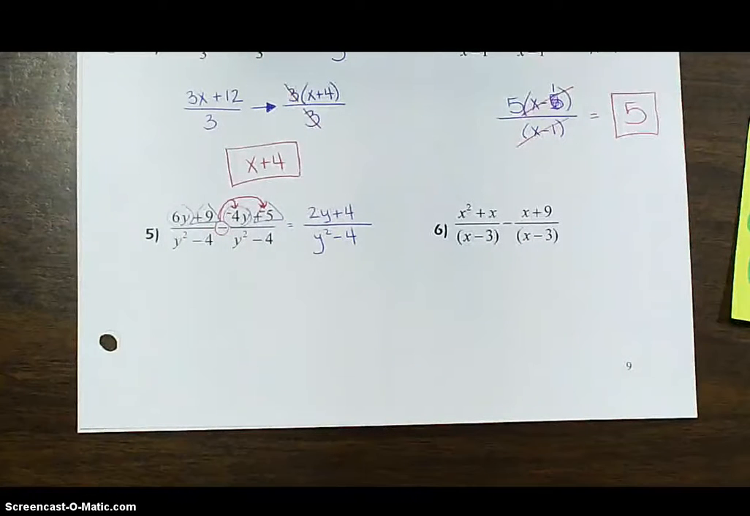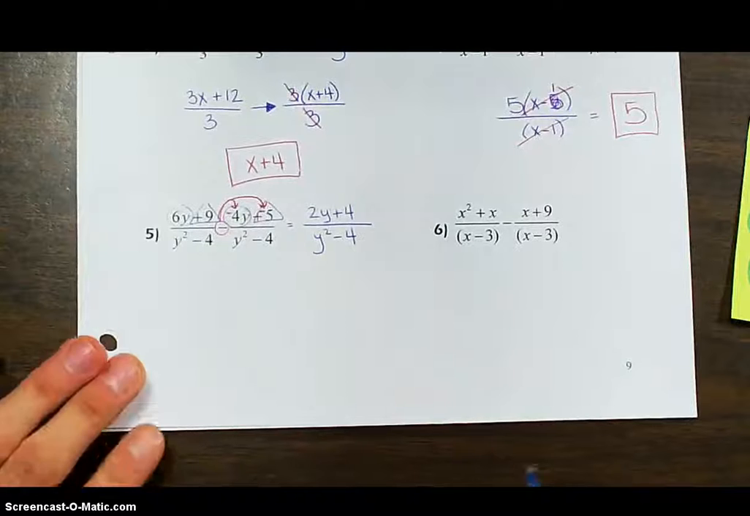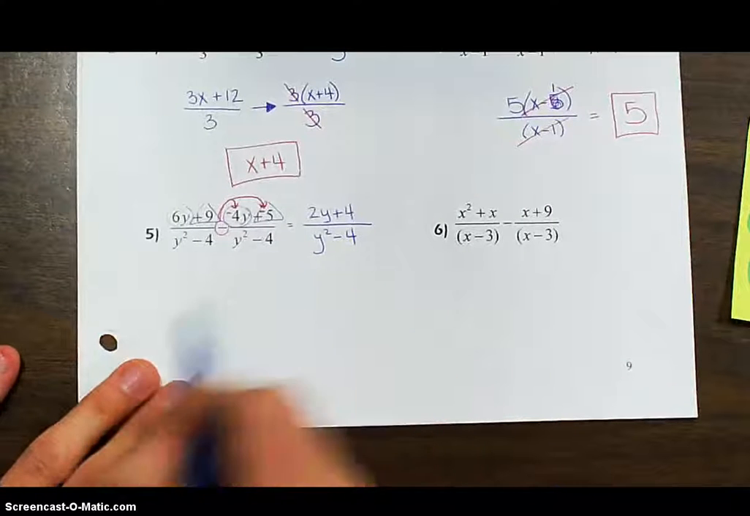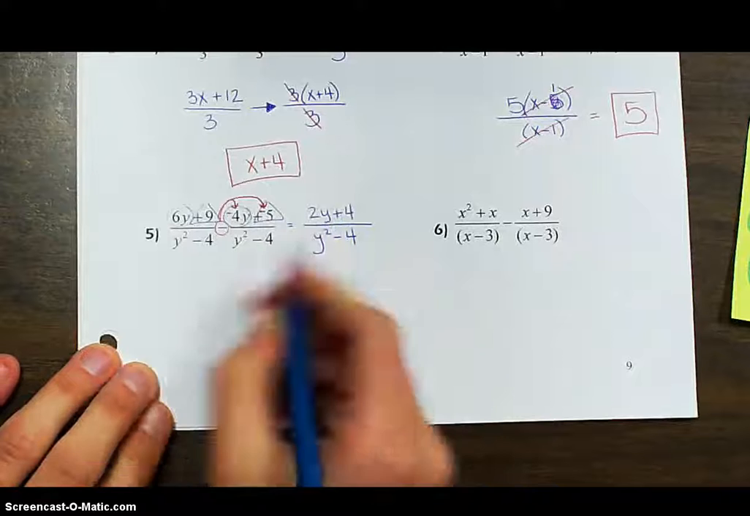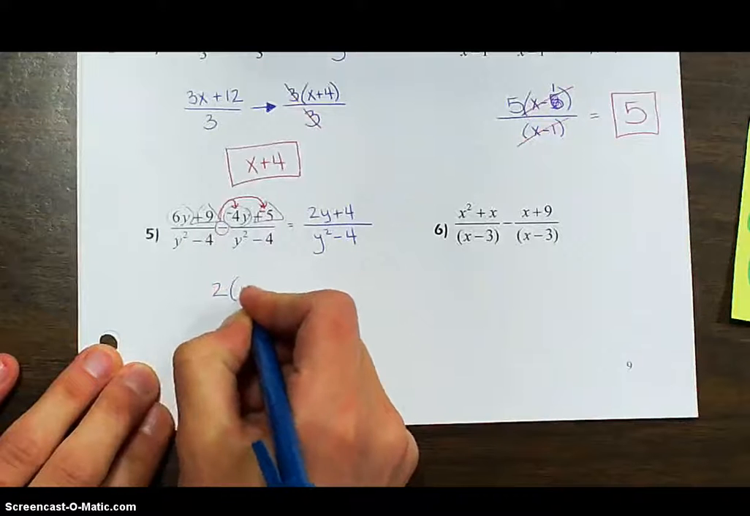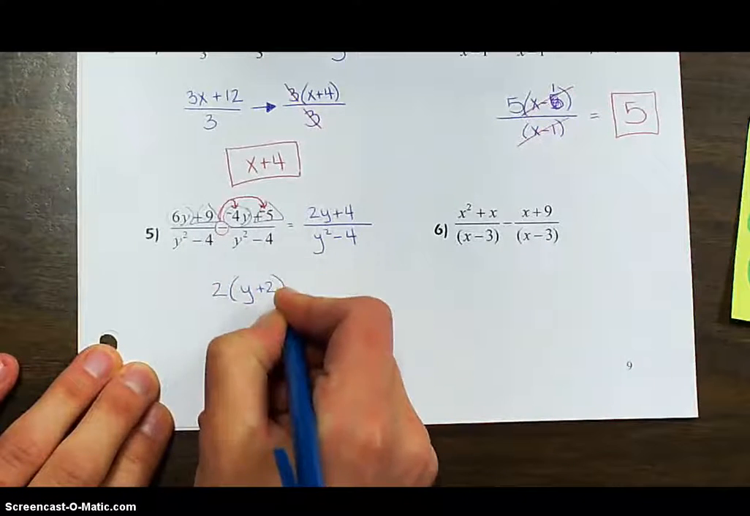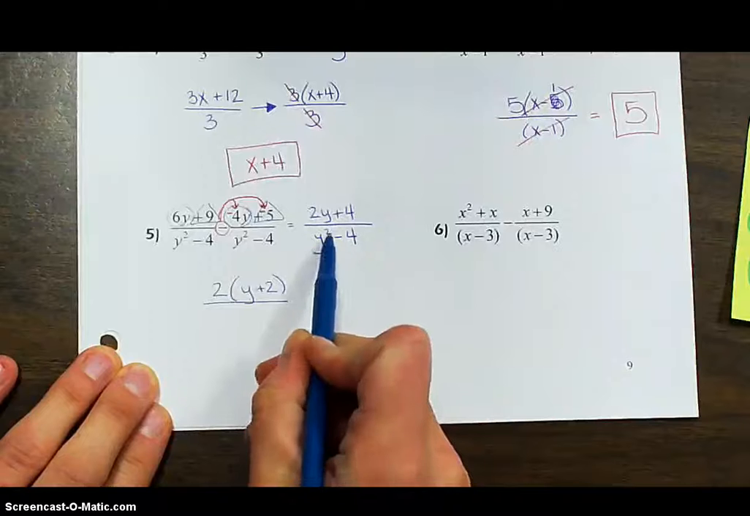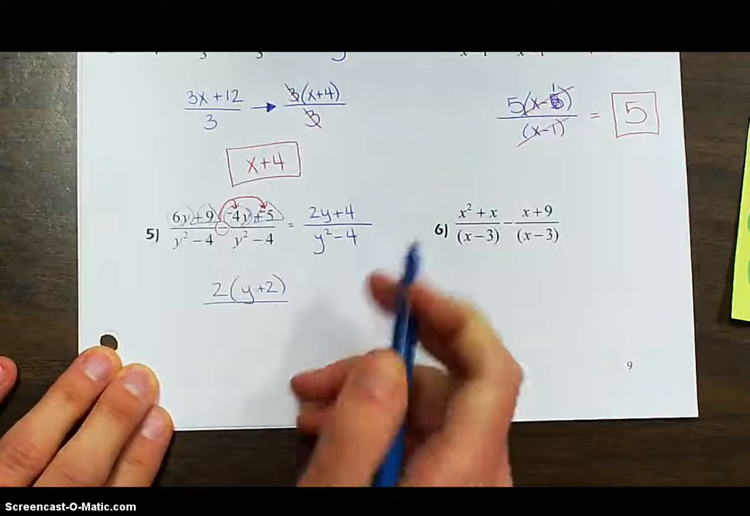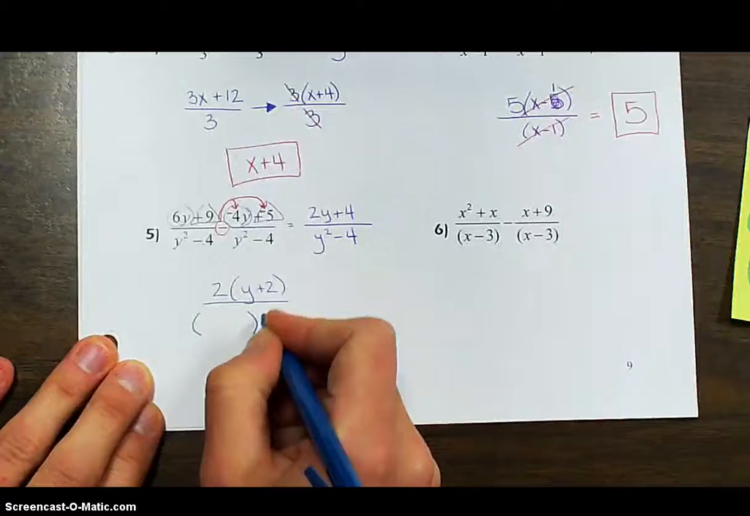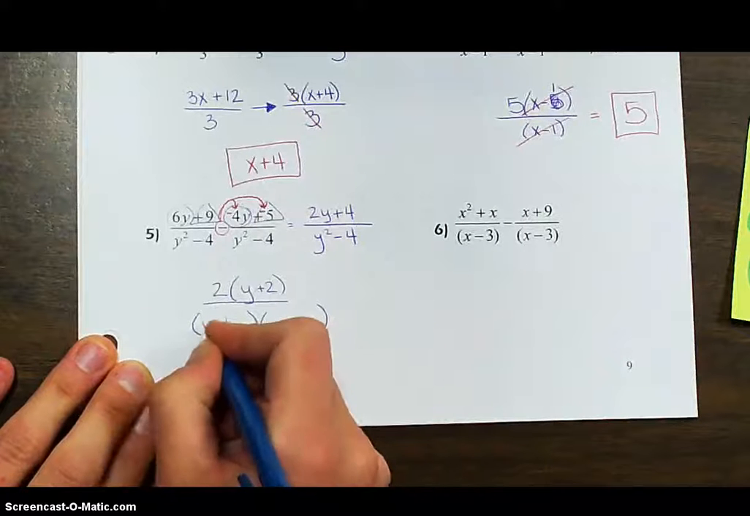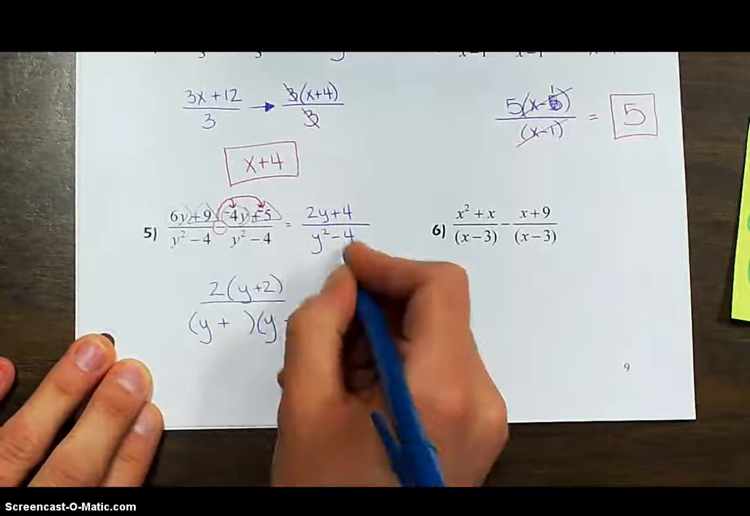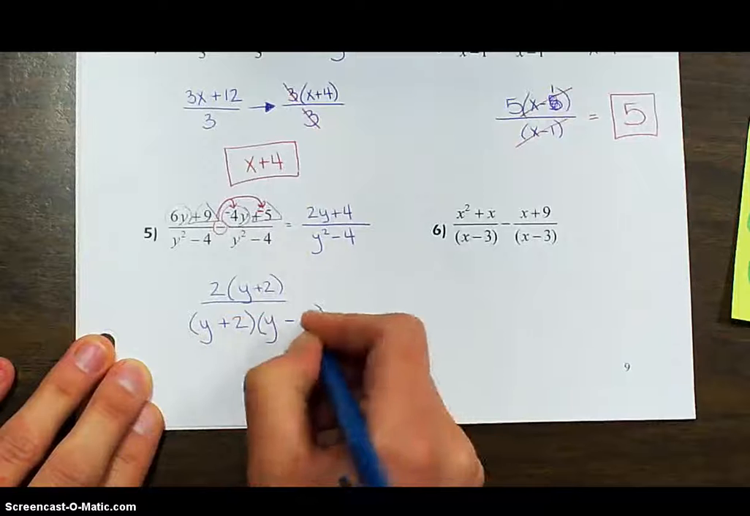Okay, now that we've added, now we have to factor. So let's go ahead and factor this out. So my numerator, there's a GCF, so I'm going to factor out a 2. And if I look carefully, my denominator, perfect square, so we're going to use difference of perfect squares. One gets a plus, one gets a minus. y, and the square root of 4 is 2 and 2.